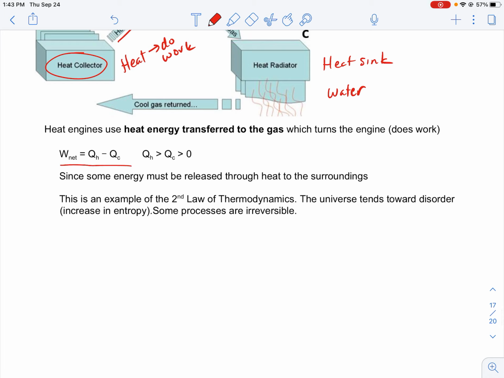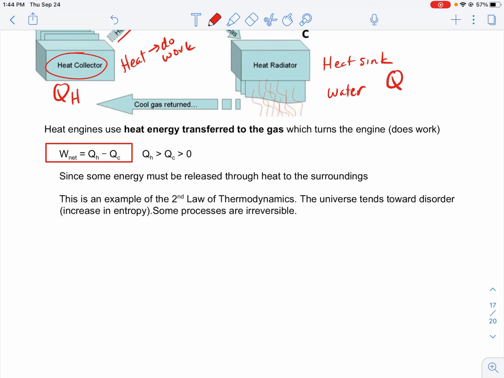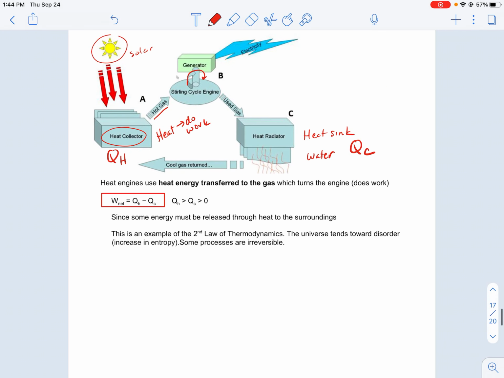The net work done, ideally, should be the difference between the heat collector, which we're going to call QH, or the hot part, and the heat sink, QC. Whatever happens between these two things, between the heat collector and the heat sink, the energy difference between those two should be the work done by the engine itself.